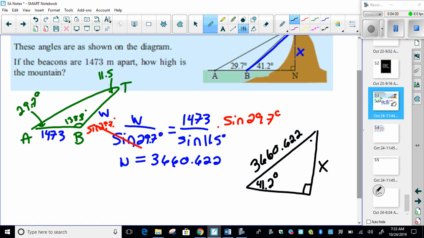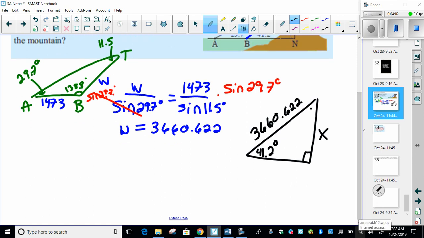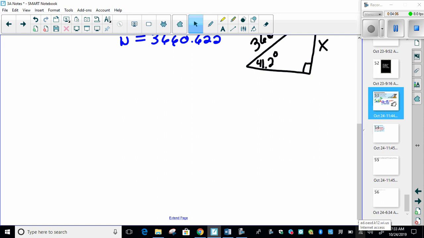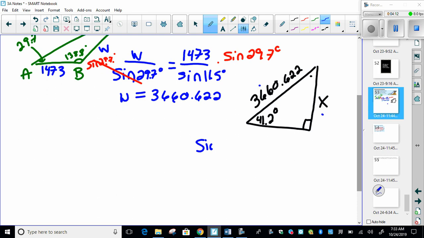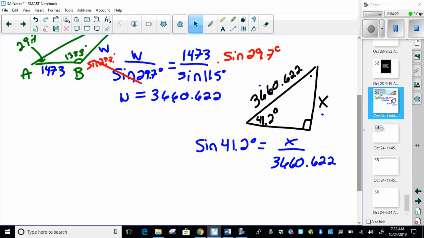Since I have a right triangle, I can just do right triangle trig now. I don't have to do law of sines. I don't have to do law of cosines. I can just do right triangle trig. From this angle, this is opposite. This is hypotenuse, so I'm going to use the sine of 41.2 degrees equals opposite over that hypotenuse, which again you have stored in your calculator. Solving for x, multiply both sides by the denominator.